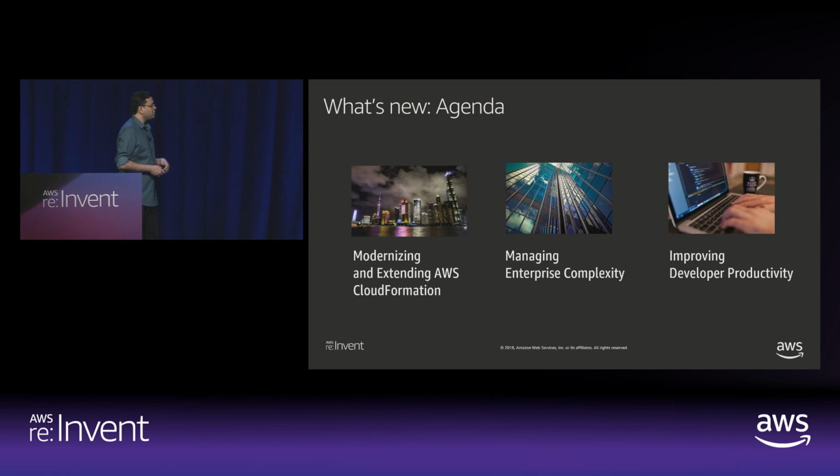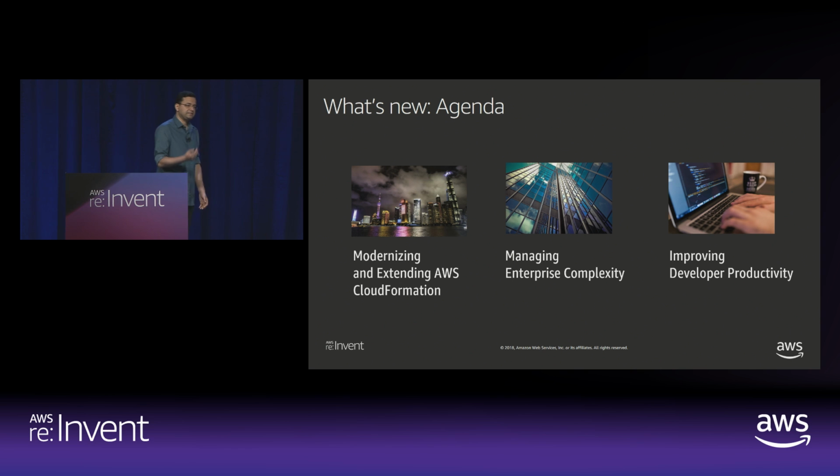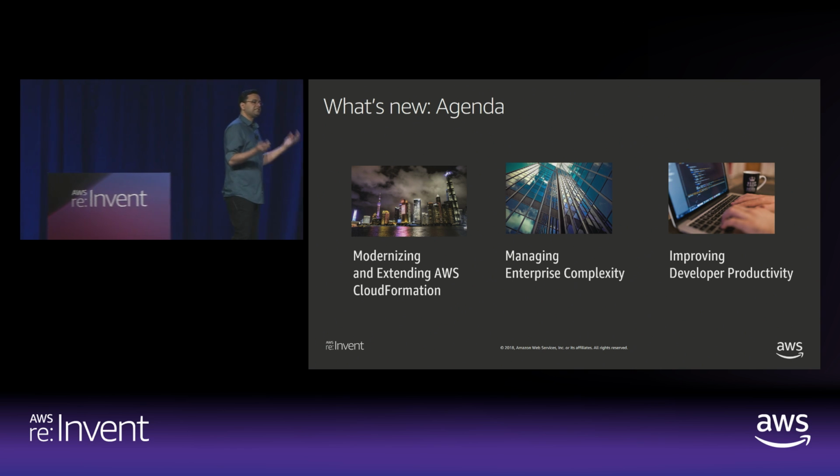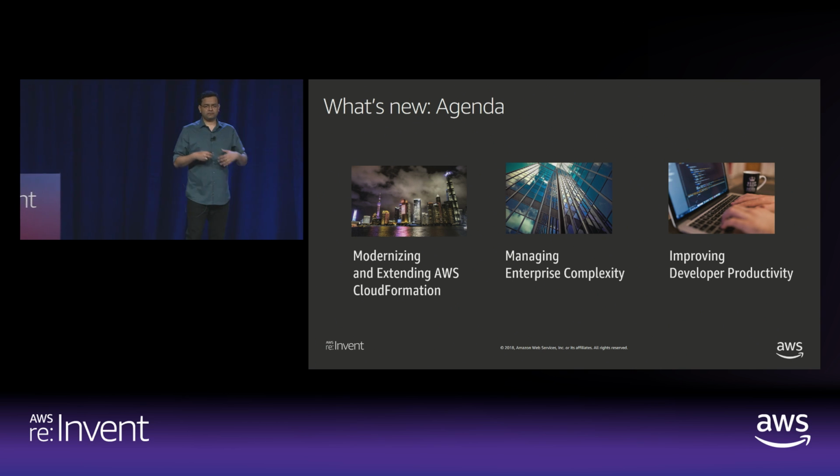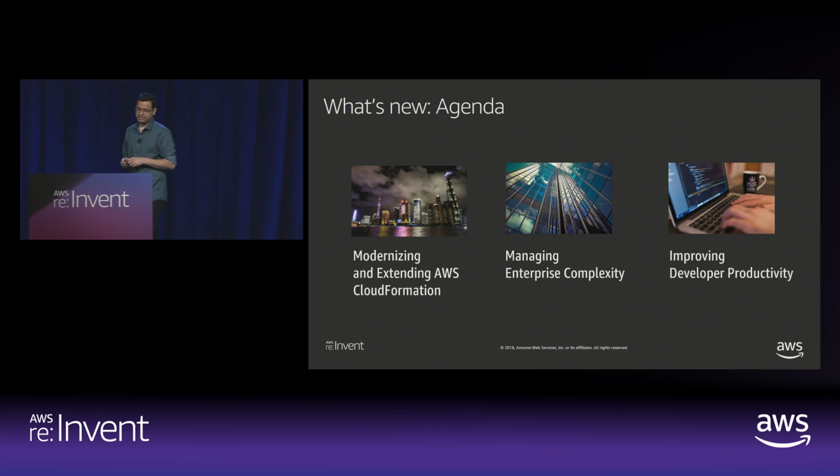The second one is about managing enterprise complexity. We've been collecting a lot of feedback from enterprise customers operating CloudFormation at scale. They're running into challenges, and they provided feedback, and we have released some of the features to address those challenges. So I'm going to talk about some of the features in that bucket.